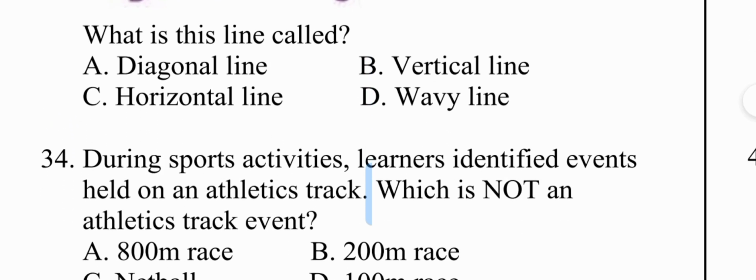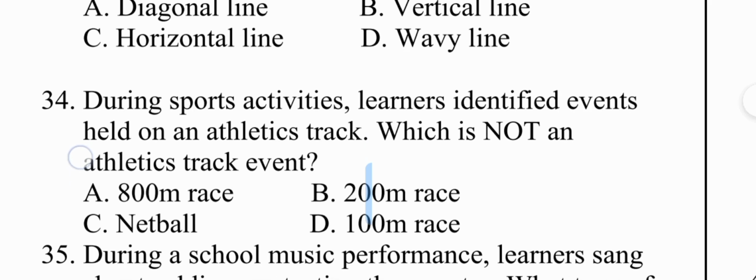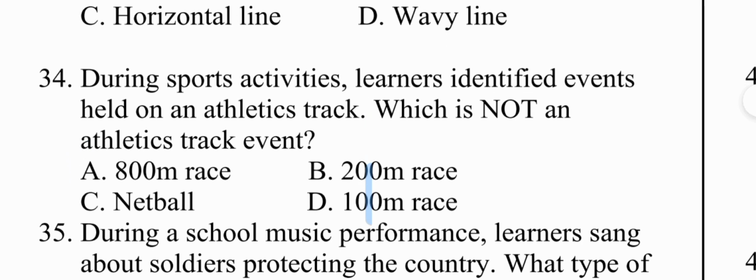Then 34. During sports activities, learners identified events held on an athletics track. Which one is not for athletic tracks? Netball. C, the correct answer.